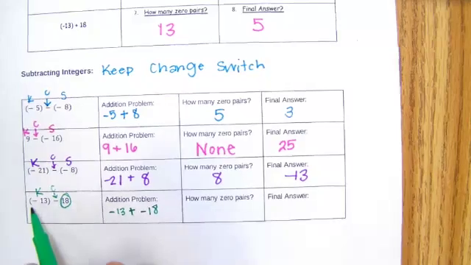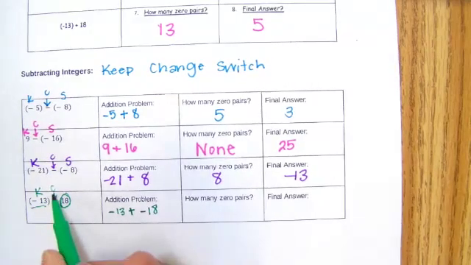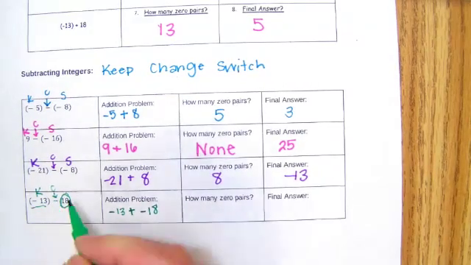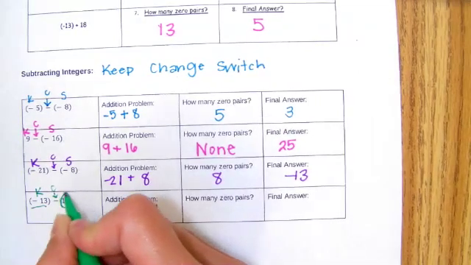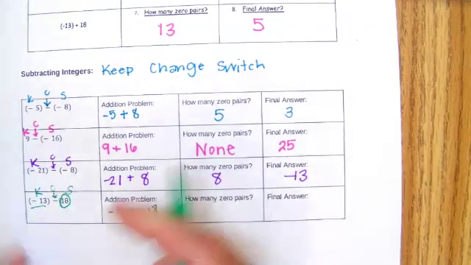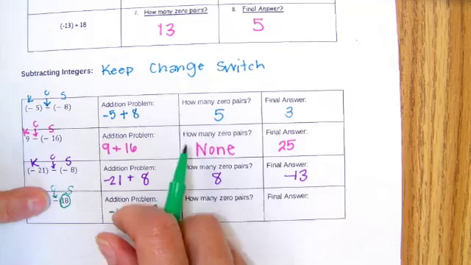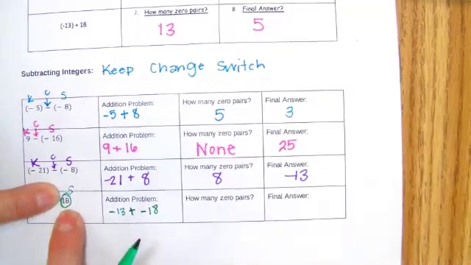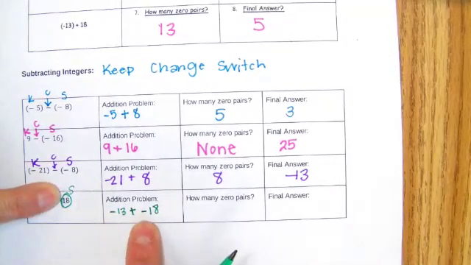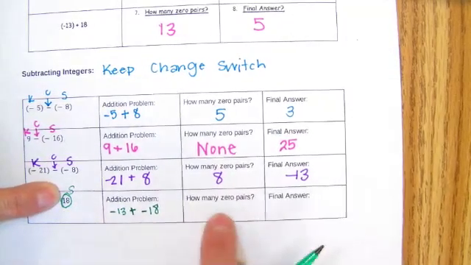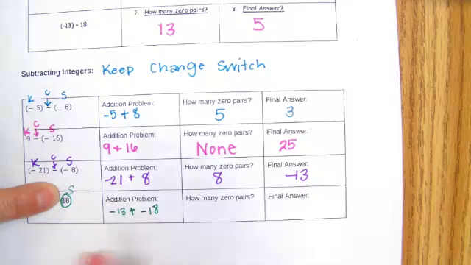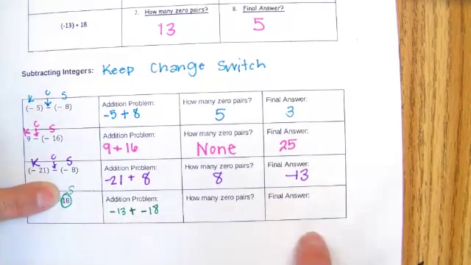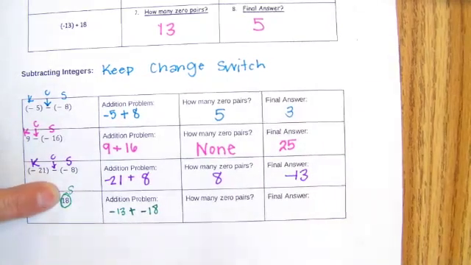I keep the negative 13. I change the minus to a plus, and I'm switching this 18, which was positive, right? Keep it. That one's done. Change it. That one's gone. So I have to switch that positive 18 to a negative 18. Okay, how many 0 pairs? Well, they're both negatives. I would end up lining up 13 negatives and then 18 more negatives. Will any cancel out? The answer is no.